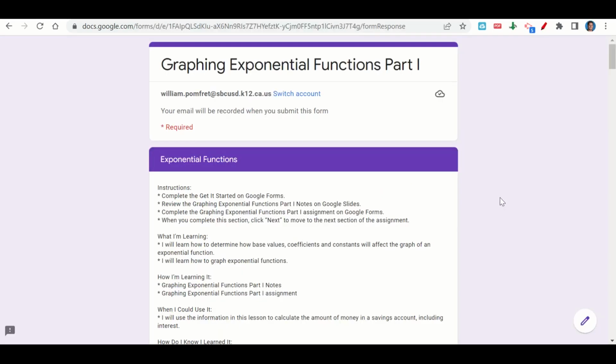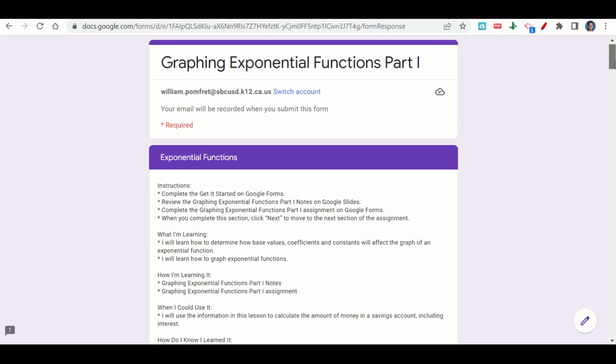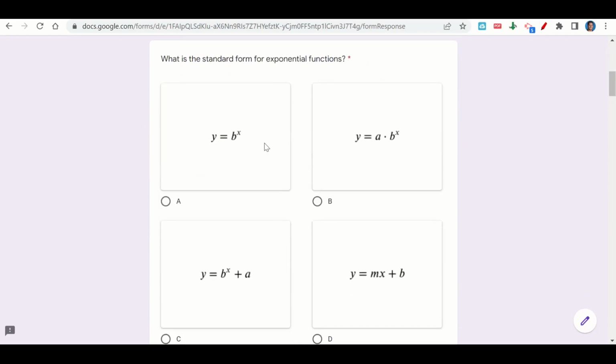Let's take a look now at the Graphing Exponential Functions Part 1 assignment. Our assignment begins with the learning goals and success criteria. If we scroll down, we can see the questions.